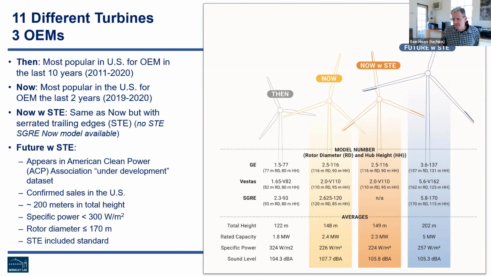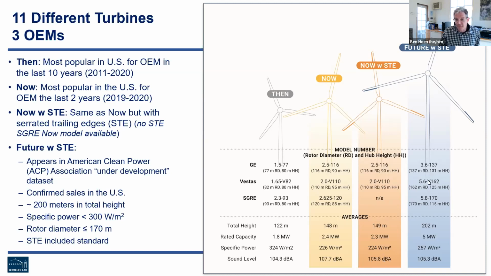But we wondered what would be the effect of putting them on the now turbines, because they are being installed on some turbines that are being installed now. And so we were able to get models for GE and Vestas to do that. We weren't able to get an SGRE model with the serrated trailing edges. And the averages for those turbines are effectively the same, except for the sound level. You can see the sound power level drops from 107.7 to 105.8.